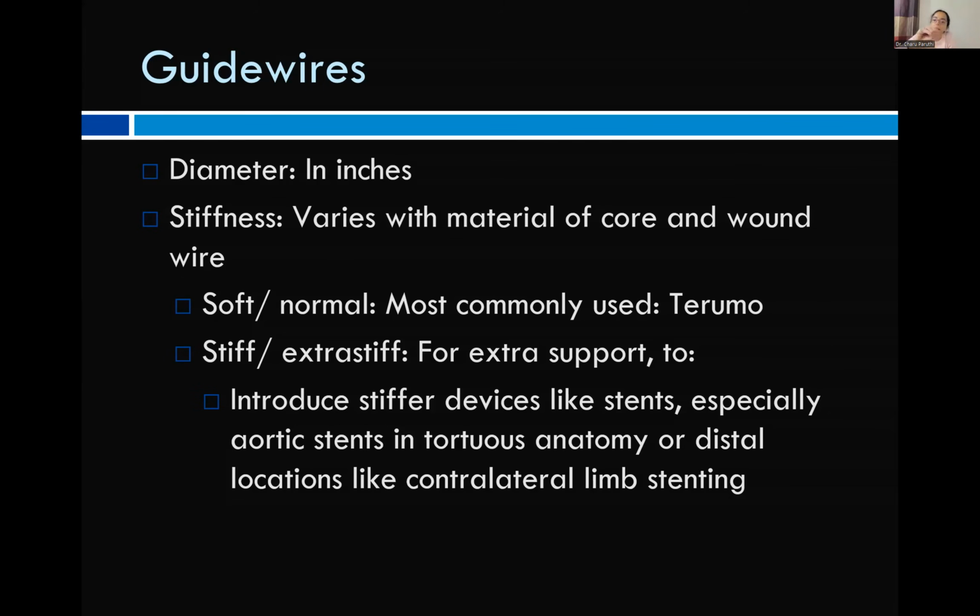The catheter is taken in place over a normal wire. Then when you want to introduce a stiff device, you remove the normal wire, put in the stiff wire, remove the catheter, and then put the stiff device. But stiff wires themselves are not navigated directly in the vessel, otherwise they're going to cause injury.